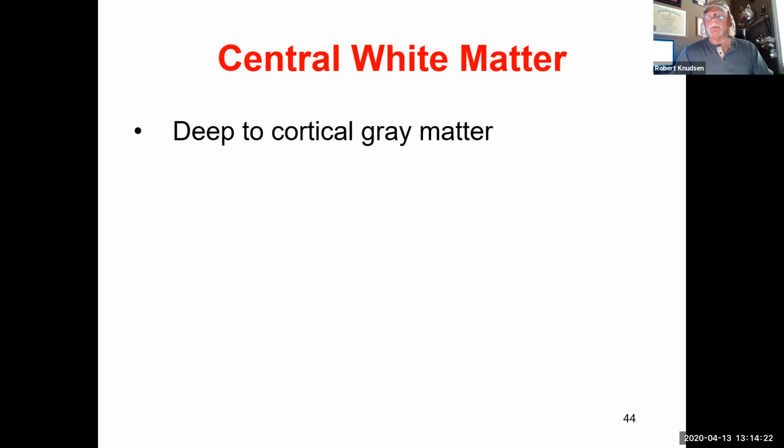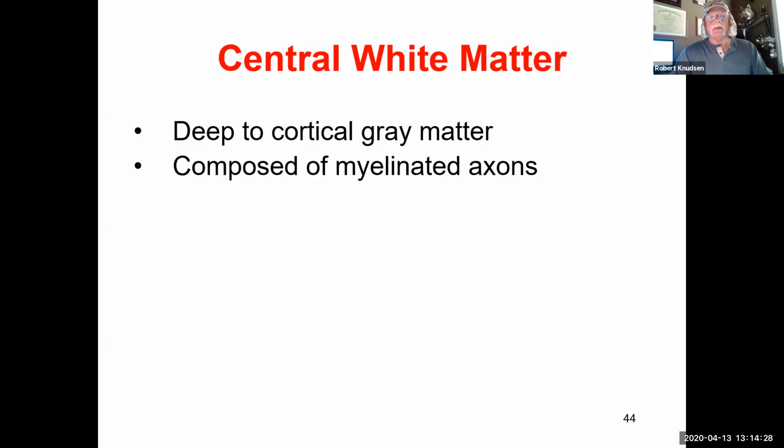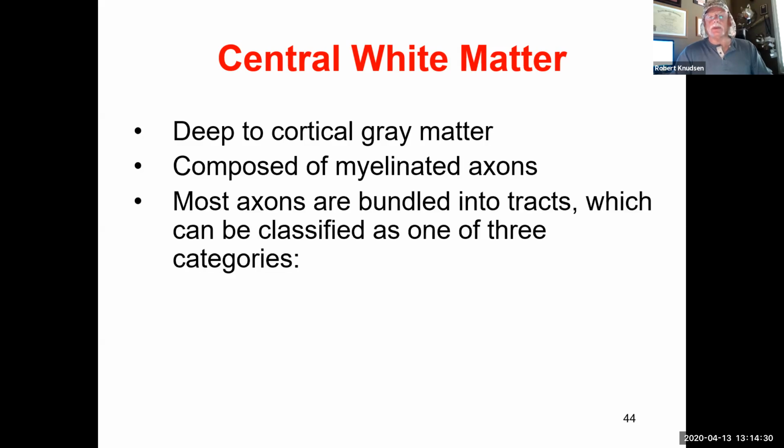The central white matter is deep in the brain, which switches on the spinal cord. We're not talking about the spinal cord right now. Composed of myelinated axons, bundled into tracts. You reading this? Okay, you can pause this. I'm not going to sit here and read it to you. That's a waste of my time and definitely a waste of yours.